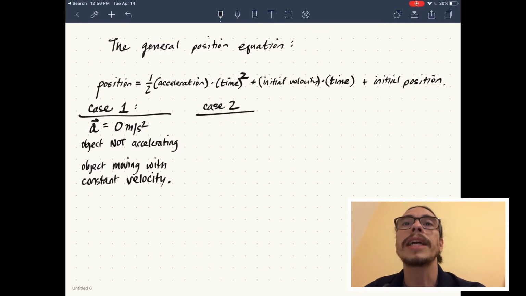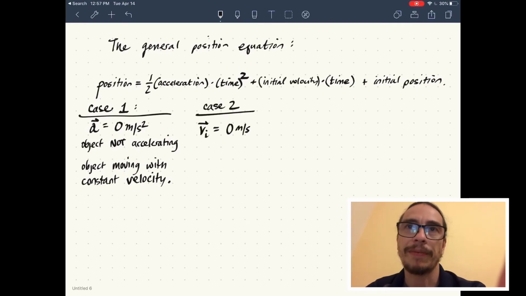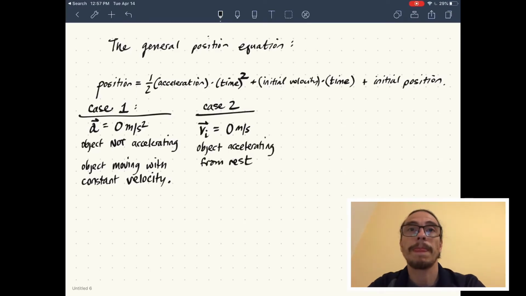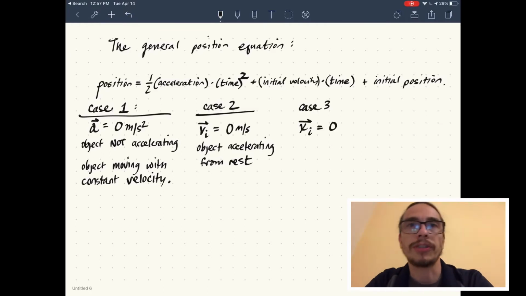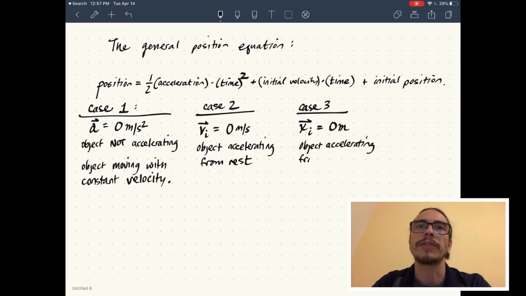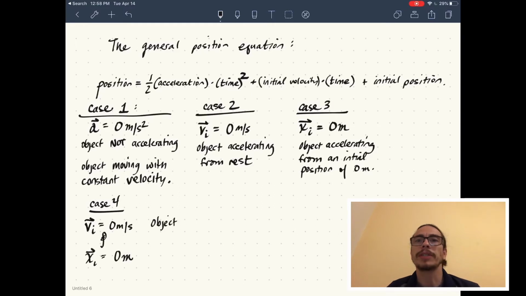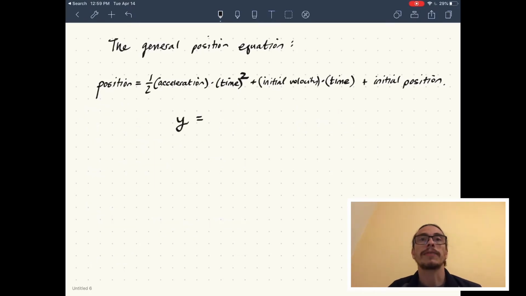Okay. What about case 2? What about initial velocity being 0? Okay, well that means the object is accelerating from rest. Case 3. What if position initially is 0? Well, that just means the object is accelerating from some position of 0. Sure, that works. Another case would be, what if the initial velocity was 0 and the position was 0? Well, then the object is accelerating from rest from 0 meters. There you go. What would that look like if we had another equation?